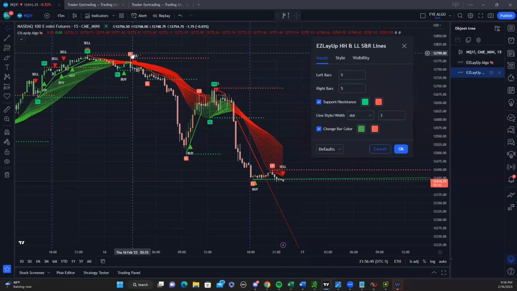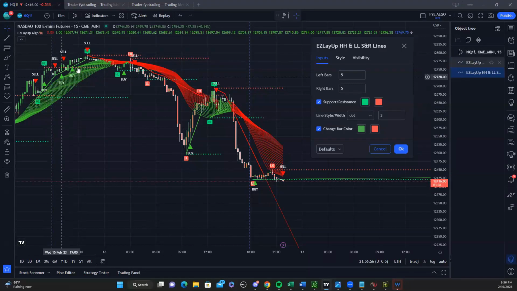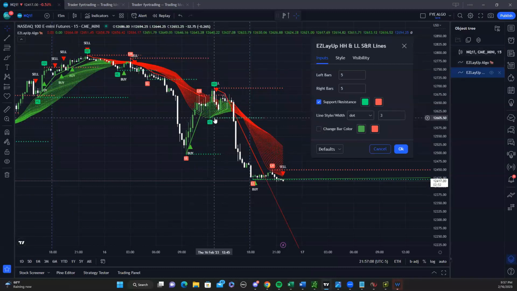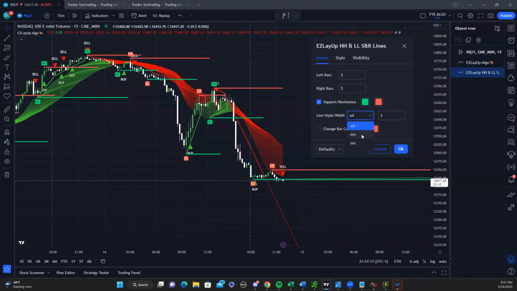Now, when you have lower highs and lower lows, it will change the colors to red as a trending down stock. If it's creating higher highs and higher lows, then it will be green, and the bars will all be green. If you want to turn that off, you can turn that off right there by just clicking that. You can also change the style of these lows and highs. You can change it to a solid line, or you can change it to a dash. Personally, I like it to be a solid line style.